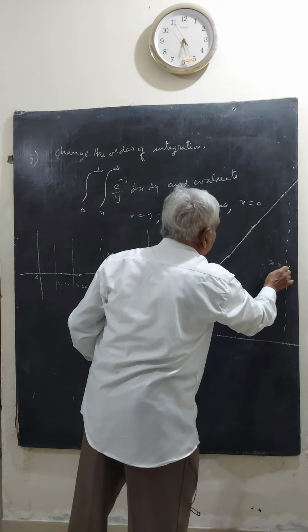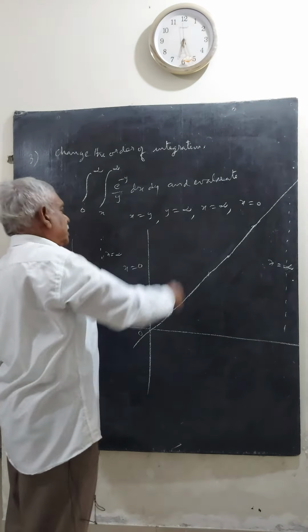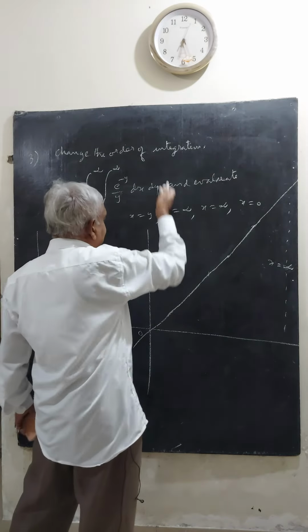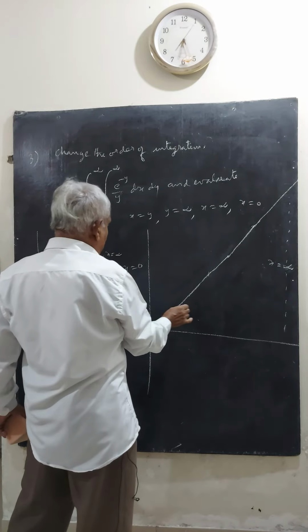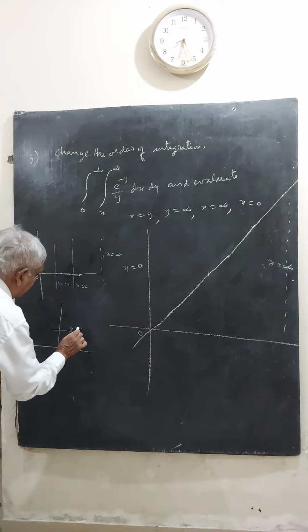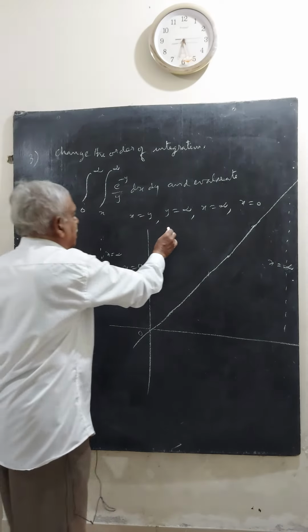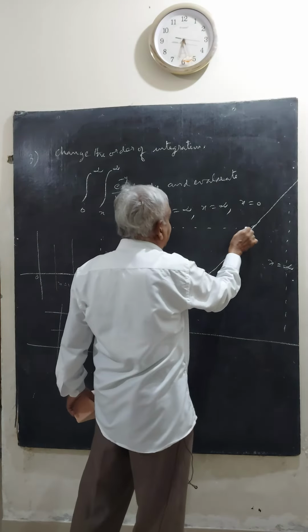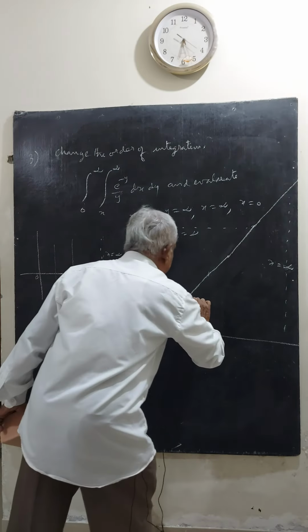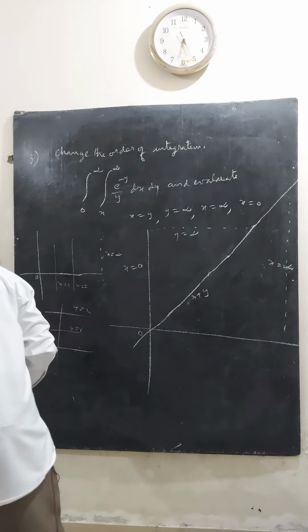This curve is x equal to infinity. This line is at infinity. Similarly, y equal to 1, y equal to 2, and similarly y equal to infinity, which is a dotted line. X equal to 0, this is x equal to y. We have drawn both curves.